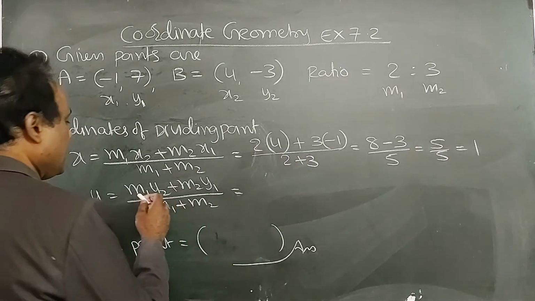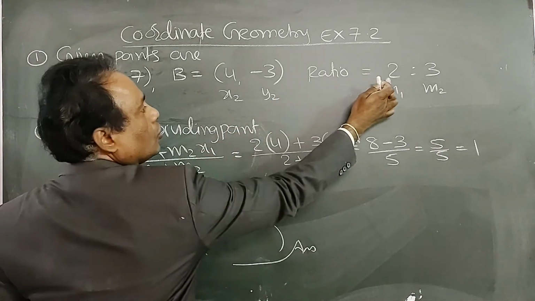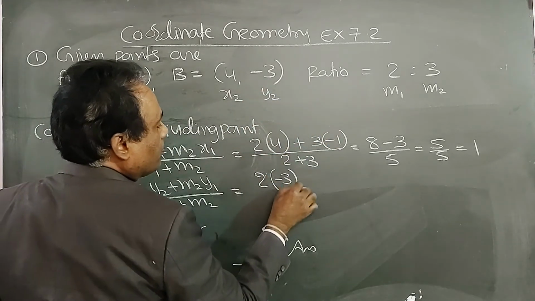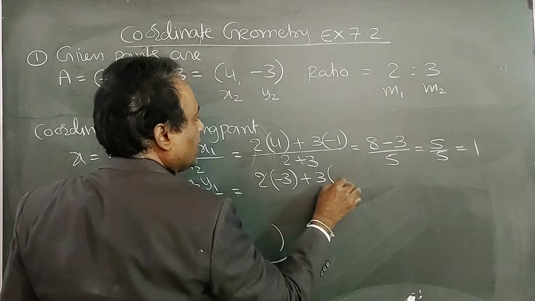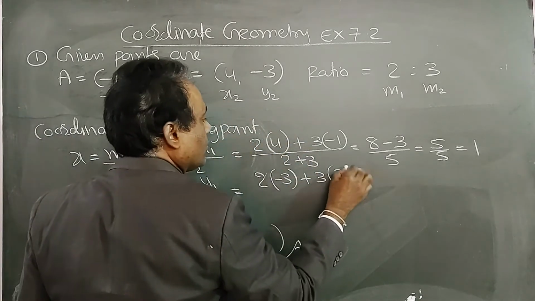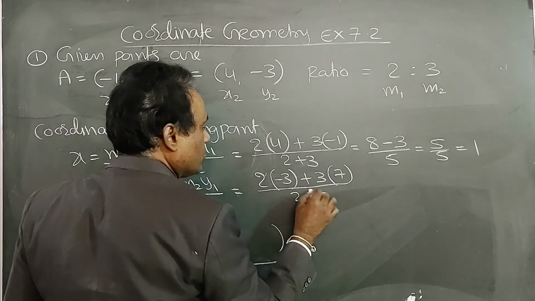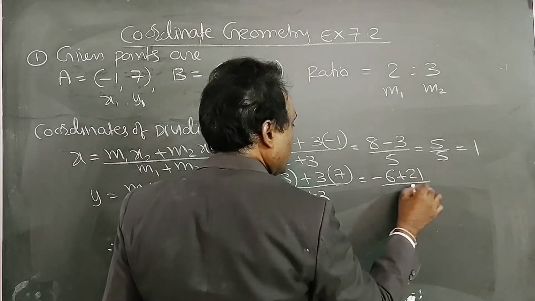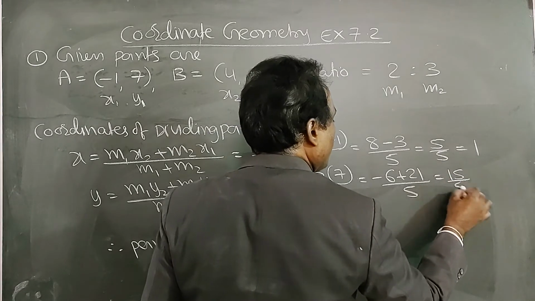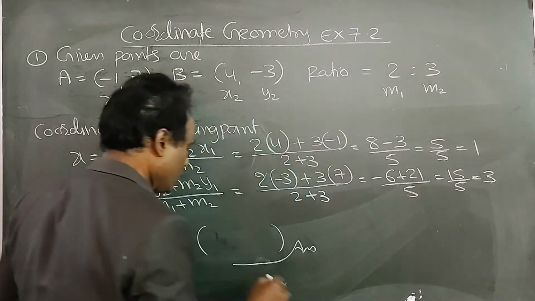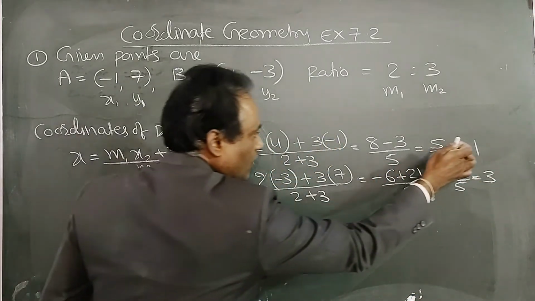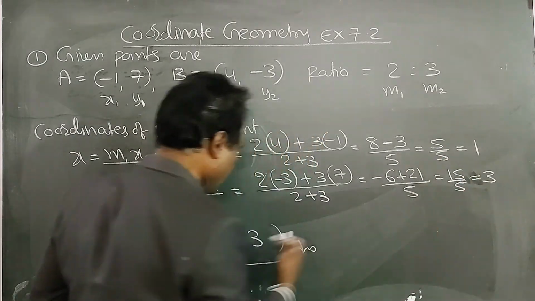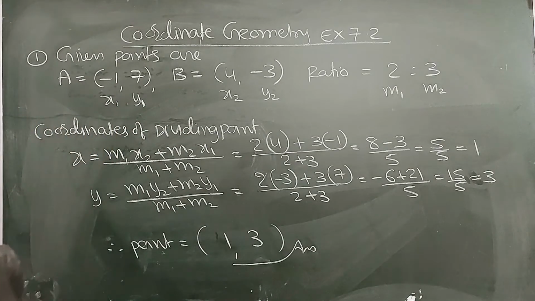Students, y value: m1 is 2, y2 is minus 3, plus m2 is 3, y1 is 7, by m1 plus m2. Minus 6 plus 21 by 5, 15 by 5 is equal to 3. So the answer is x value 1, y value 3. First we write the x value, next the y value; (1, 3) is the answer. Write it down, students.